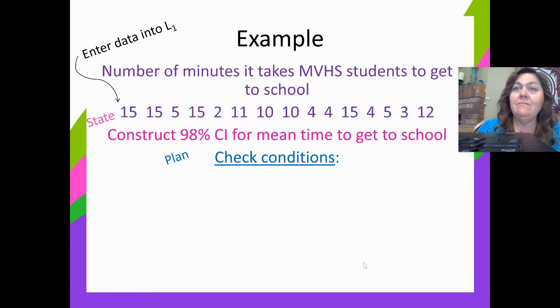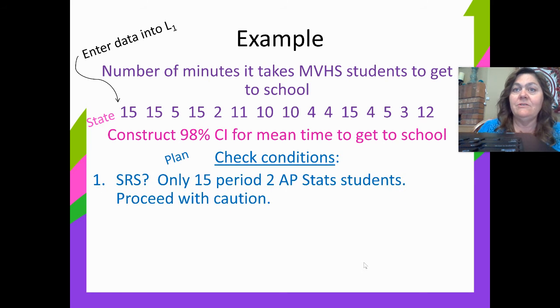So the plan is just like before. We need to check our conditions. So the first condition is, is it an SRS? Well, this time Miss Straub just grabbed some data from AP Stats students who were in a period 2 class. That was not random, so we need to proceed with caution, but it needs to be an SRS out there in the world that we're looking at, okay?